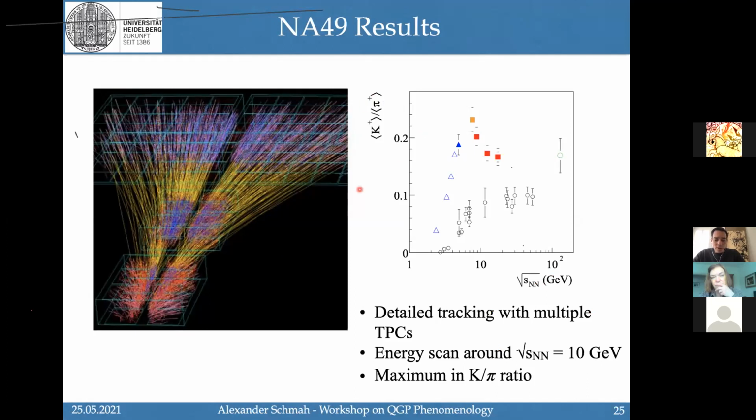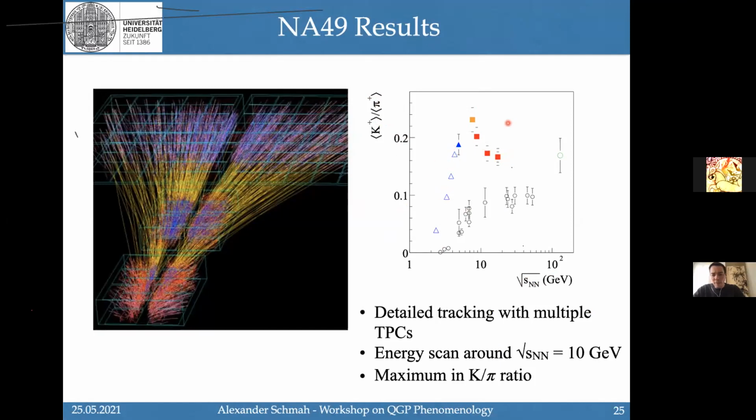So one of the major, or I would say, most discussed results from NA49 is shown here on the right-hand side. It's a K to pi ratio as a function of square root S. So they actually did a beam energy scan. And you see this famous horn here. And this was discussed as a signature of a phase transition from the hadron gas phase you have here up to QGP.